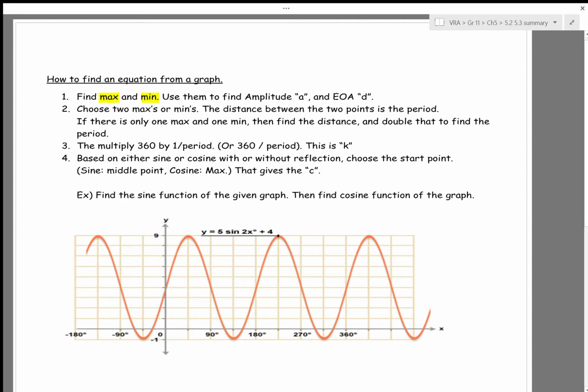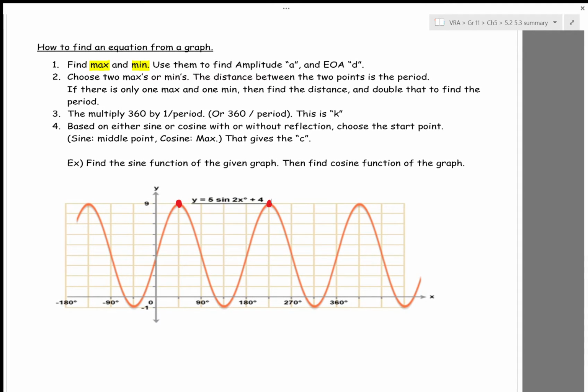So in this case, in this graph, my max is, let's say, from here to here. Now ignore this equation that I put here or that came up with. That's just a part of the graph that I actually found on Google. So our max is starting from 45 degrees and it's ending at 225 degrees, and it's at 9.